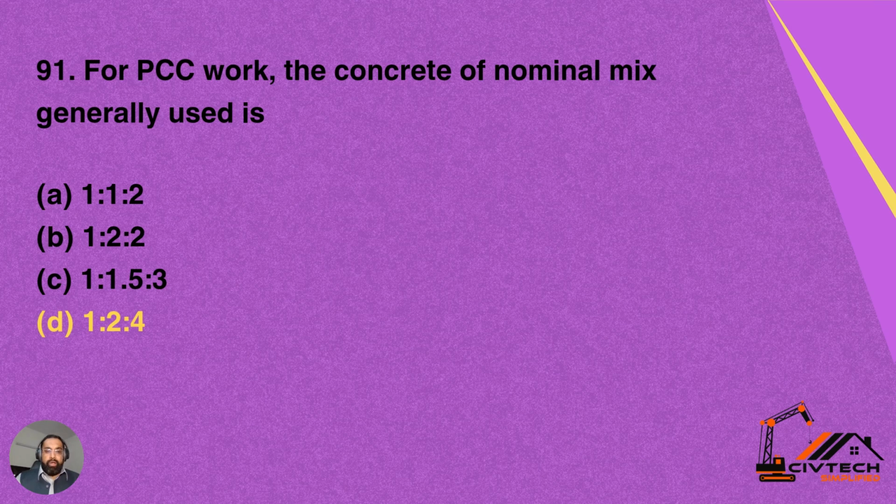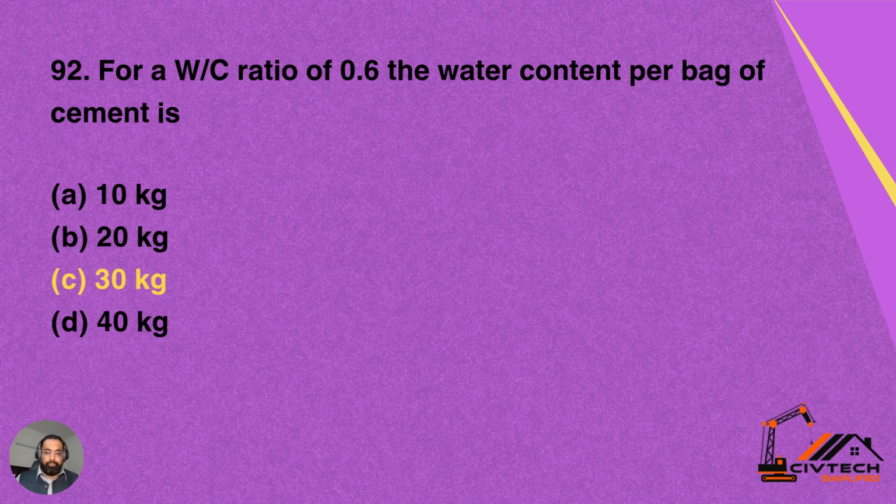Question number 91. For PCC work, the concrete of nominal mix generally used is option A 1:1:2, option B is 1:2:2, option C is 1:1.5:3, option D is 1:2:4. So for PCC or the lean concrete, the ratio normally used is 1:2:4. Option D is the correct answer for this question.